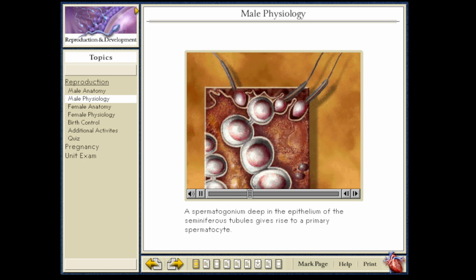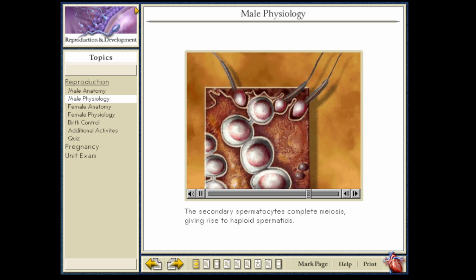A spermatogonium deep in the epithelium of the seminiferous tubules gives rise to a primary spermatocyte. This cell contains 46 chromosomes. A primary spermatocyte undergoes the first meiotic division, producing two identical secondary spermatocytes. Each secondary spermatocyte contains 23 chromosomes.